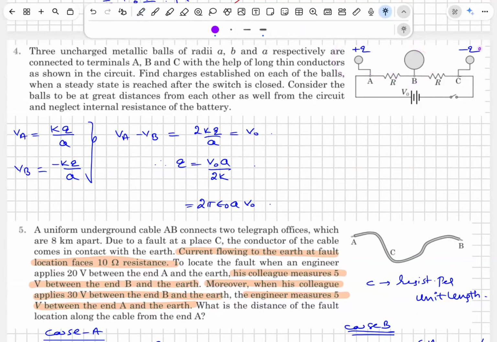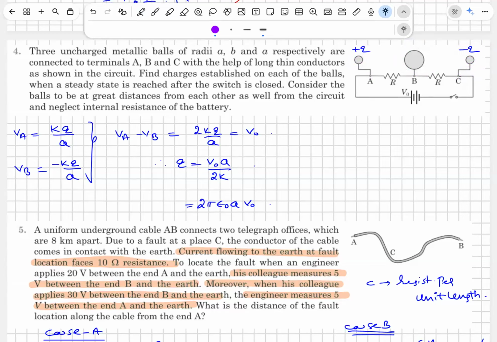This charge has nothing to do with the charge on this. But one thing is clear. The potential of this pair is same as the potential of point A. The potential of this pair is same as the potential of point C. Any doubt till this point?